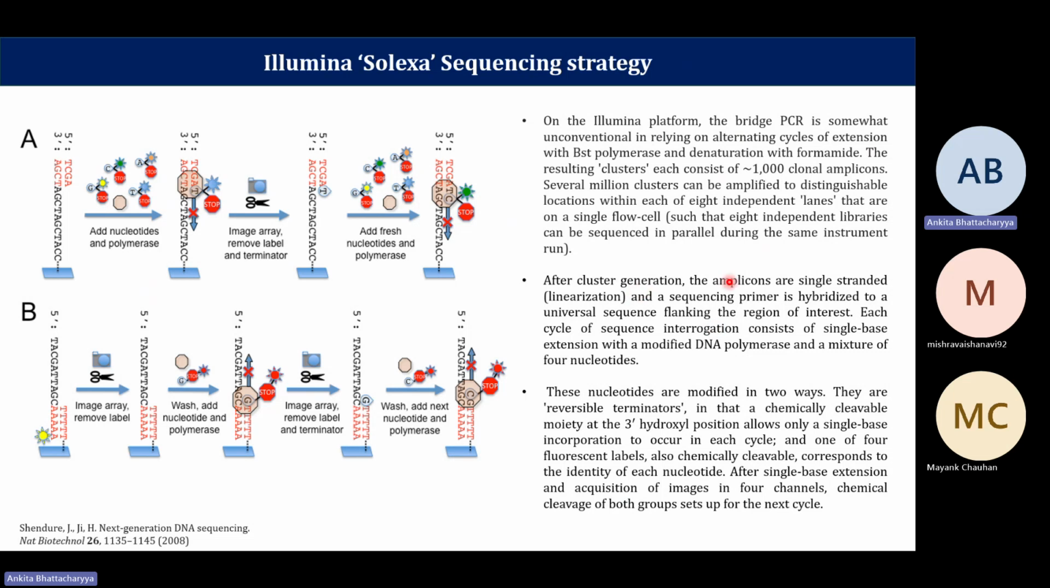So after cluster generation, amplicons are single-stranded or linearized, and a sequencing primer is hybridized to the universal sequence flanking the region of interest. Now, each cycle of sequence interrogation consists of a single base extension with a modified DNA polymerase. Here, that is known as the BST polymerase. And along with that, you have a mixture of the 4 nucleotides, which are going to allow the continuation of the reaction.